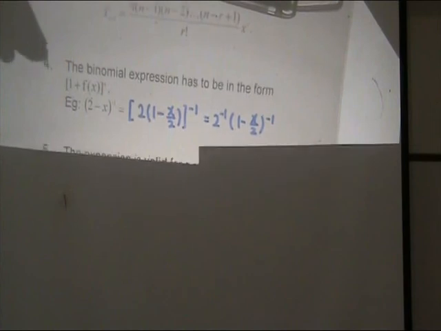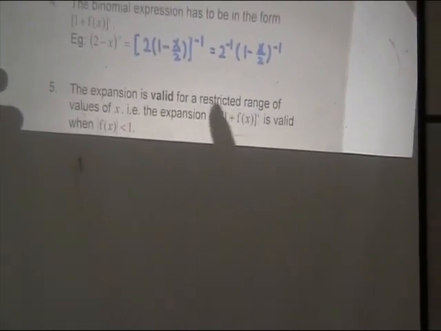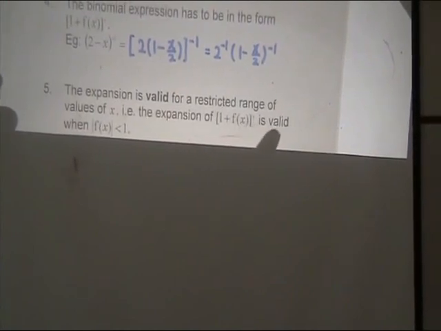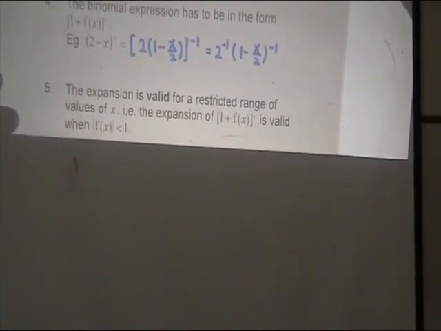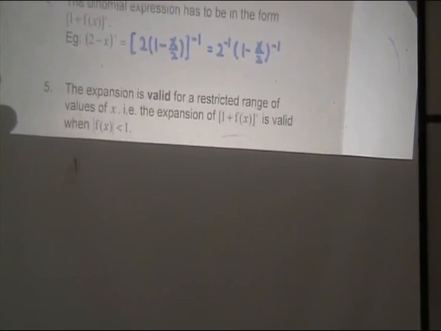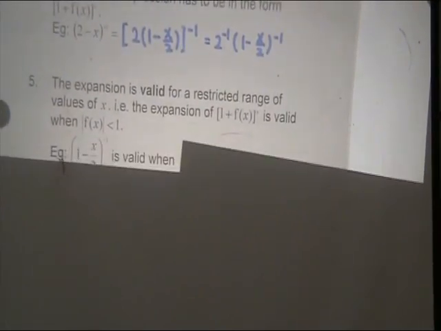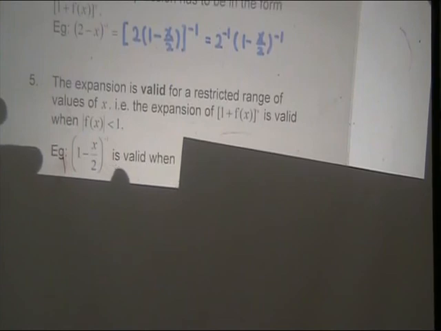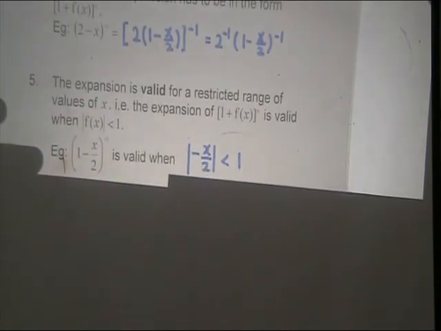Just now we mentioned, point number 5, the expansion is valid for a restricted range of values of x, i.e. the expansion of 1 plus fx to the power of n is only valid when the modulus of fx is less than 1. So for example, we use the same example, 1 minus x over 2 to the power minus 1. This expansion is valid only when the modulus of negative x over 2 is less than 1.